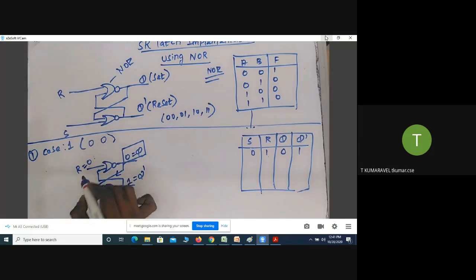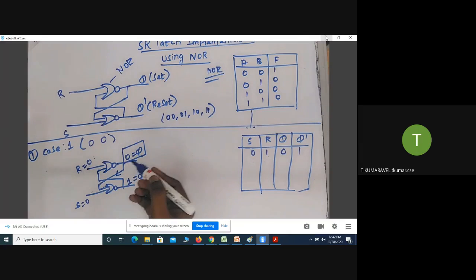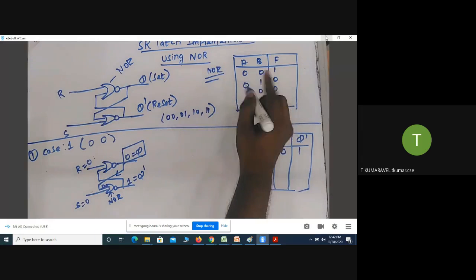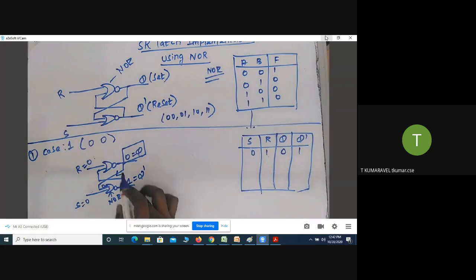Here, sir, previously any one of the inputs was equal to 1, so I could easily predict the behavior of the gate. Here, both of the inputs are 0, because of that I am unable to predict the behavior of the NOR gate. In such cases, you consider the previous output as an input. The previous output equal to 0. This is the input for this NOR gate. S equal to 0, and here also 0. Looking at the NOR truth table, 0, 0 gives output equal to 1.